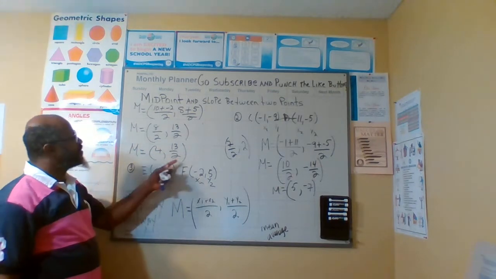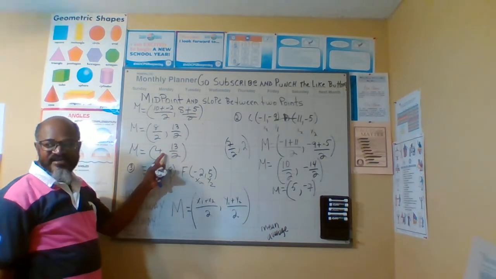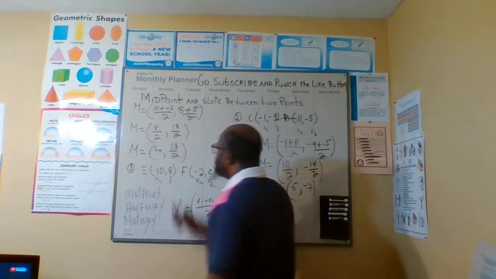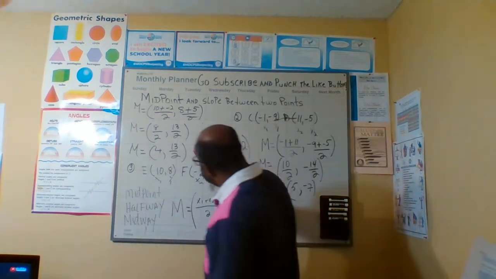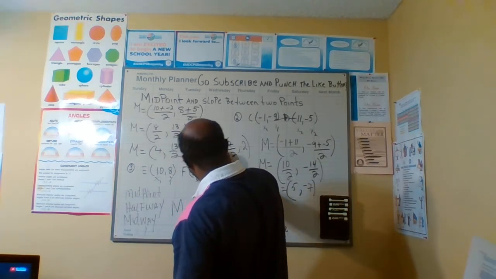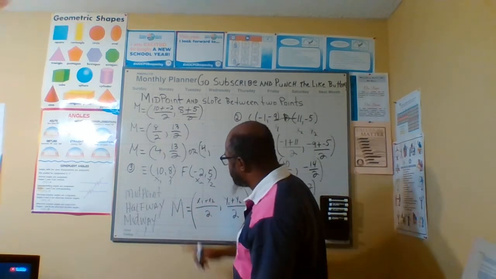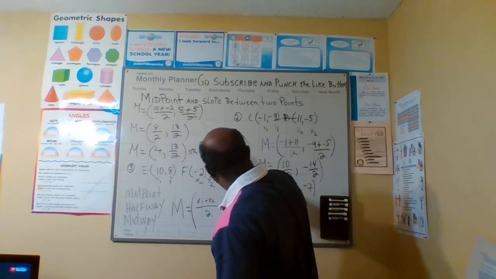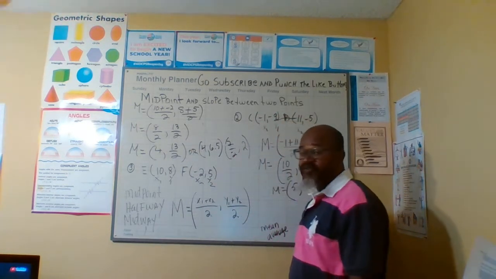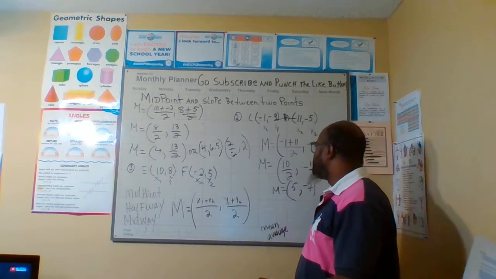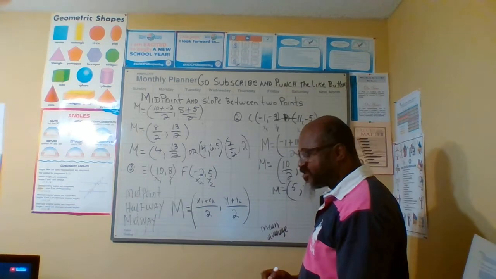Now M equals 8 over 2, which simplifies to 4, comma, 13 over 2. Some of you don't need to worry about that. You can leave it as an improper fraction, 13 over 2. You can also write it as 6.5, which is not necessary. Both answers are correct, and it depends on how your teacher or your test asks you to do that.